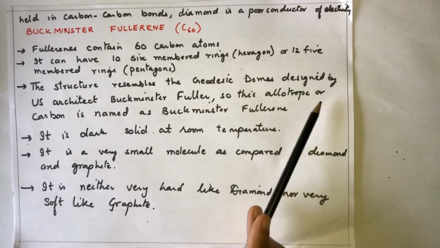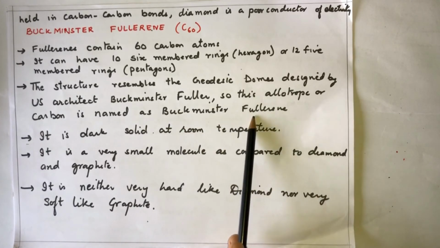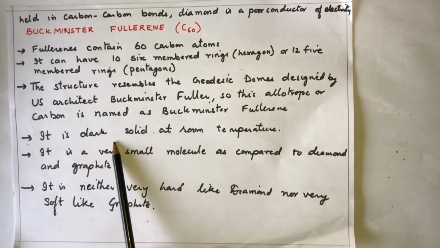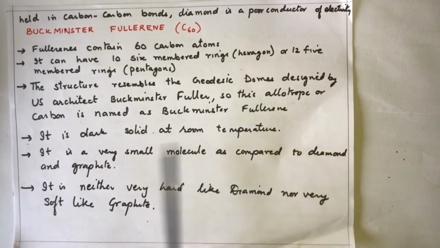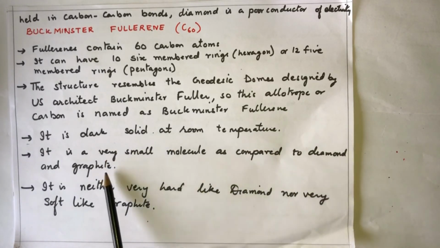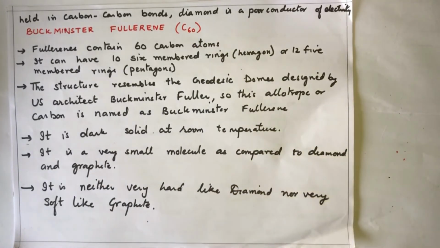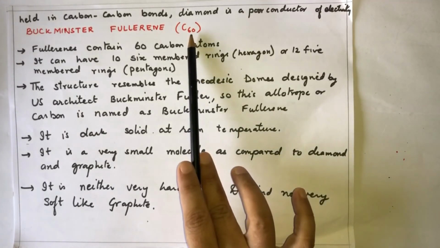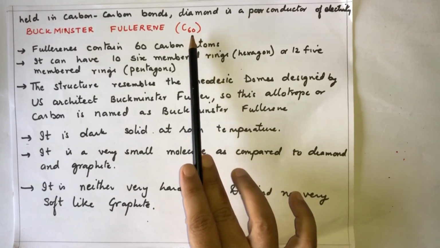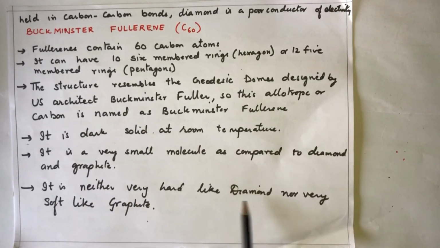So this allotrope of carbon is named after Buckminster Fuller. It is a dark solid at room temperature. It is a very small molecule as compared to diamond and graphite. Only 60 carbon atoms. In diamond and graphite you can have n number, an infinite number, but in fullerene it can have only 60 or just more than 60. It is neither very hard like diamond nor very soft like graphite.